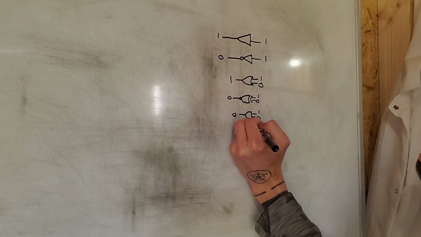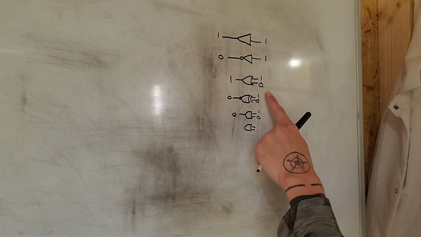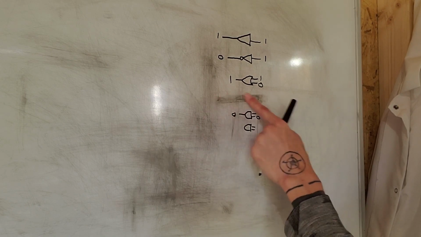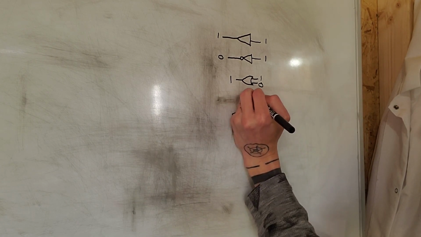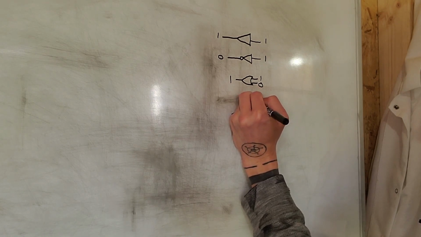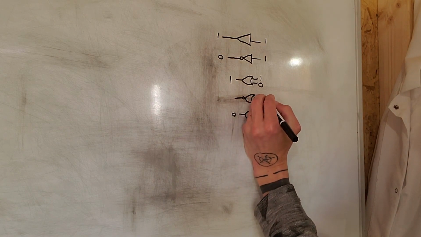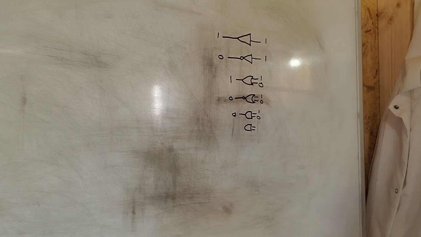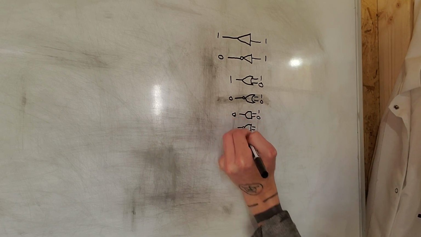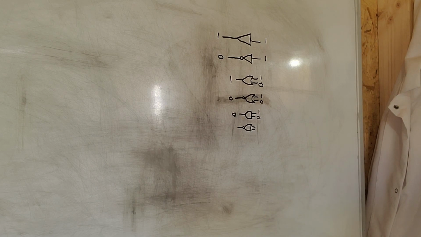Then we have the NAND gate. Sorry, I just realized I drew this wrong. I drew the NOR gate wrong. It doesn't have that other loop coming off. That's a different gate. Sorry about that. So now we have the NAND gate, which is the inverse of an AND gate, in which 0 and 0 would output a 1.